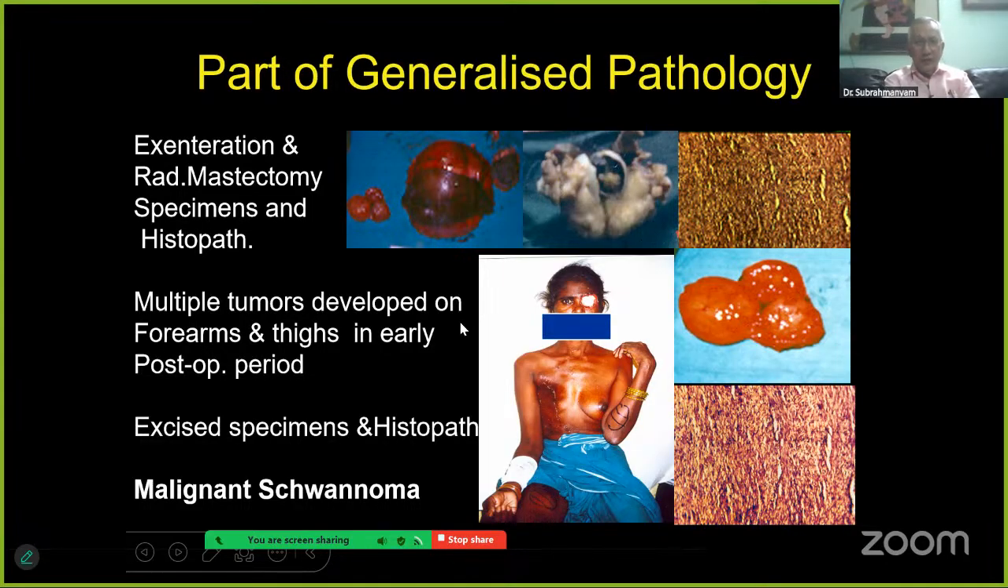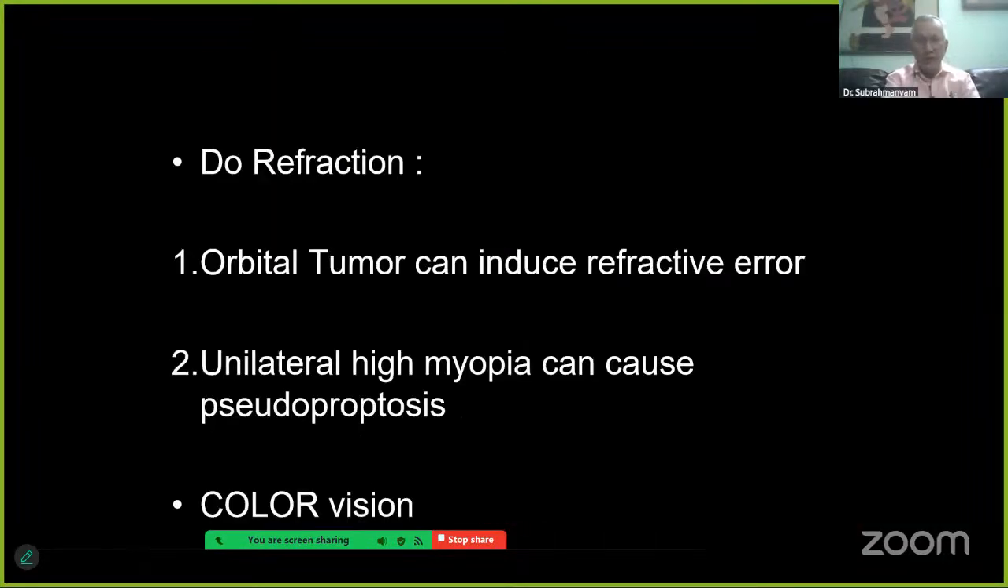Multiple tumors developed on the forearms and the thigh in the early postoperative period, within a week's time, which were again removed by the pathologist. And the excised specimens on histopathology were malignant schwannoma, and the patient passed away within 2 weeks.